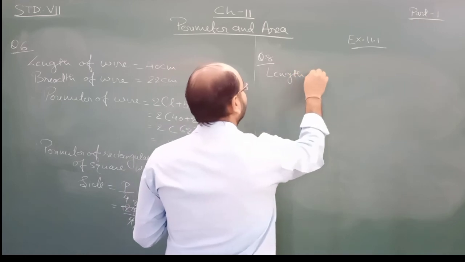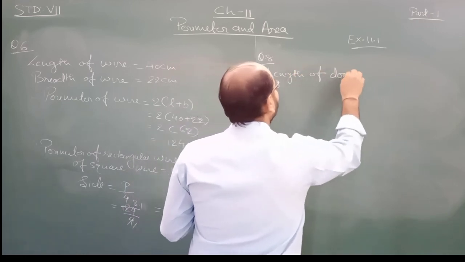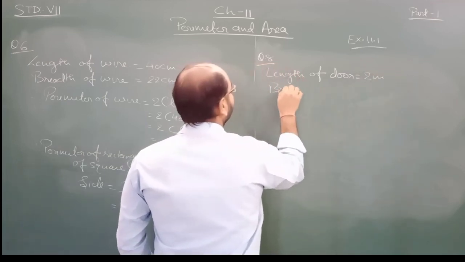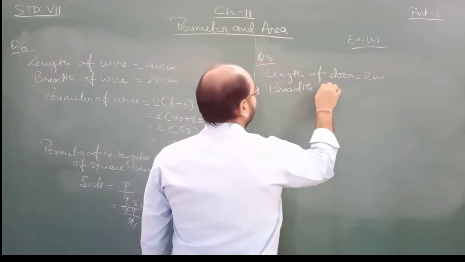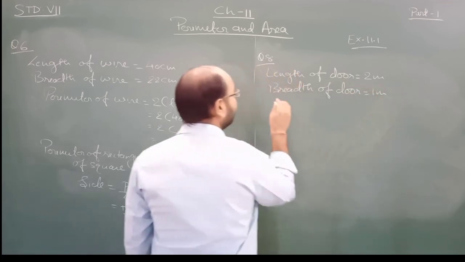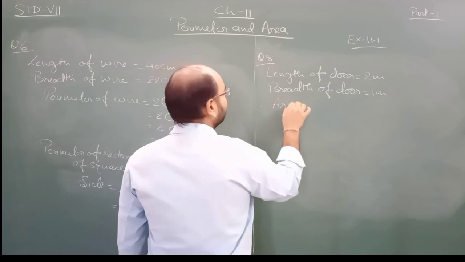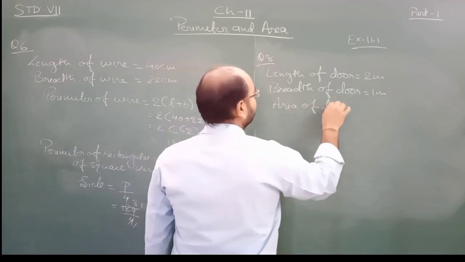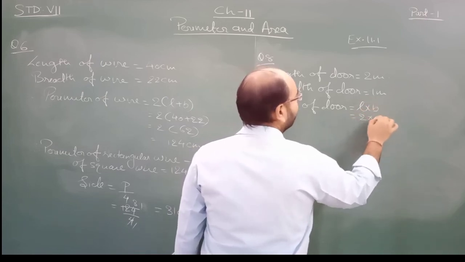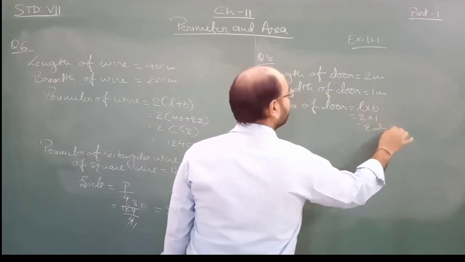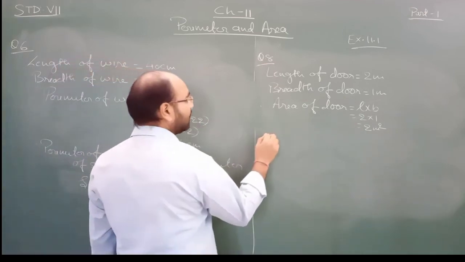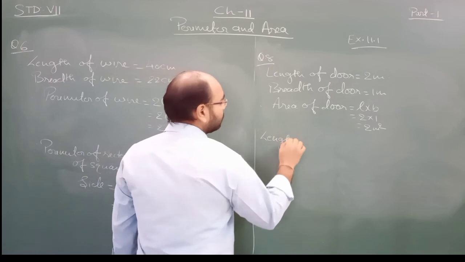So length of door is given 2 meter, breadth of door is given 1 meter, and therefore area of door is equal to length into breadth, 2 into 1, that comes to 2 meter square। So ये डोर का एरिया होगा। Now let us start with wall.